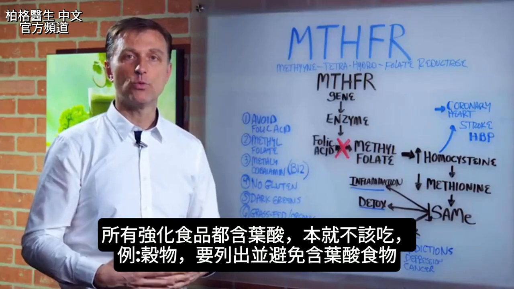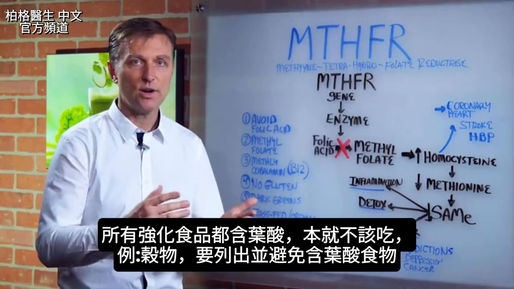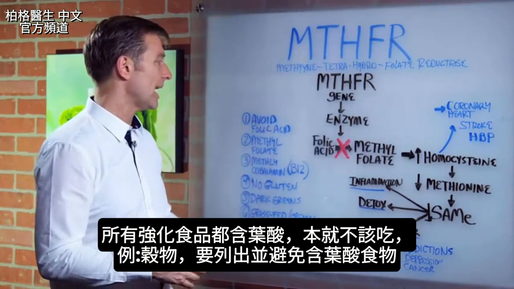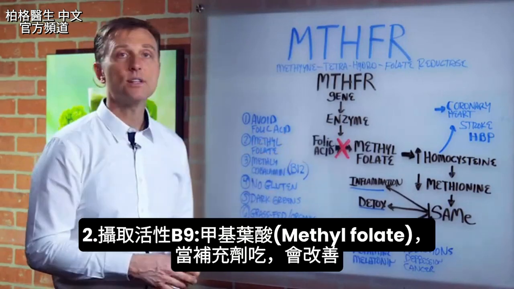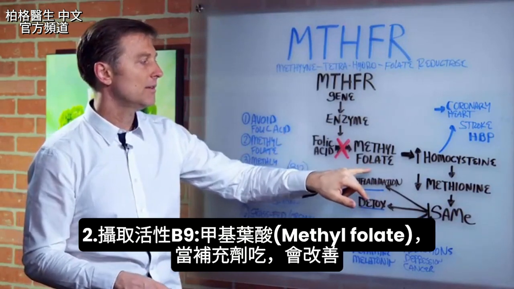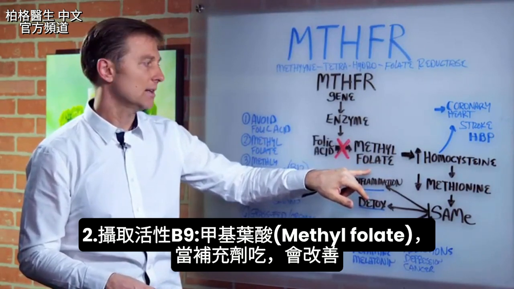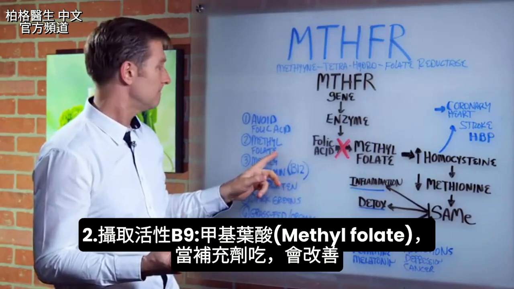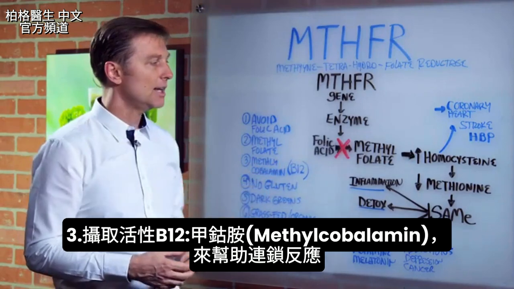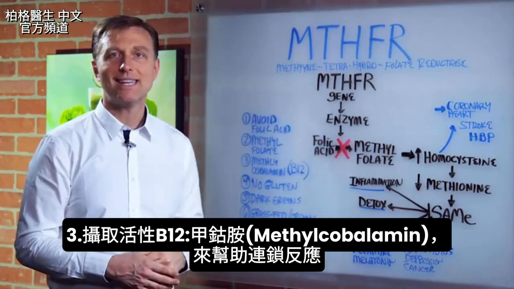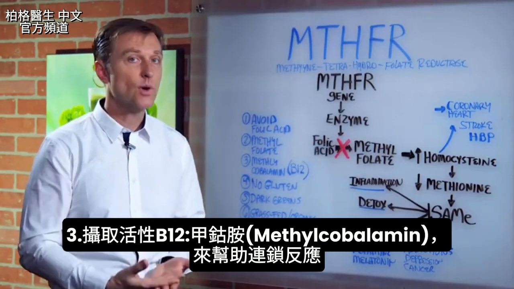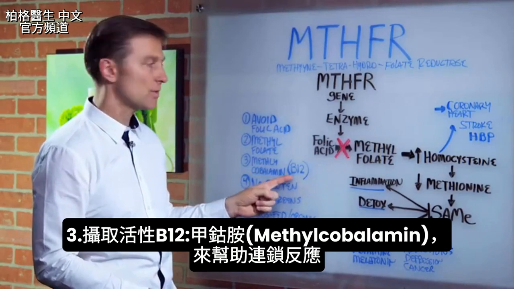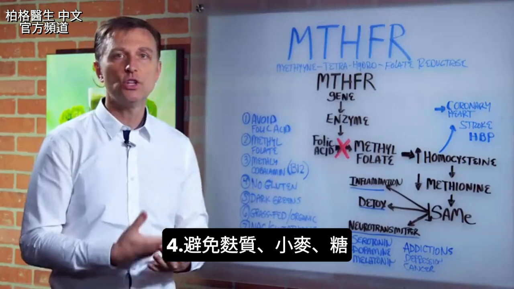And that would be in all the enriched foods that you shouldn't be eating anyway, like the grains. So you got to just look down the list and see what foods have folic acid. You want to avoid that. You do want to consume the active form of vitamin B9 called methylfolate. Okay, methylfolate. You want to take that as a supplement. You'll start feeling better. And then you want to take another chain reaction thing that occurs. You want to take the active form of B12, and that's called methylcobalamin. Okay, you want to take that as well. And you want to avoid gluten.